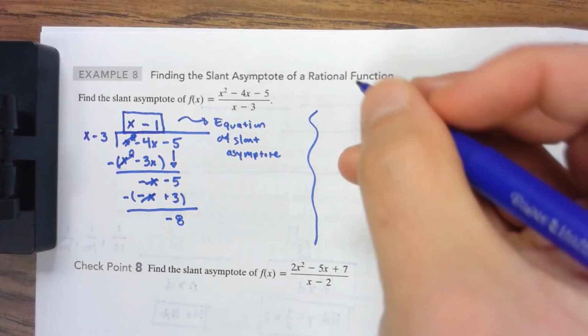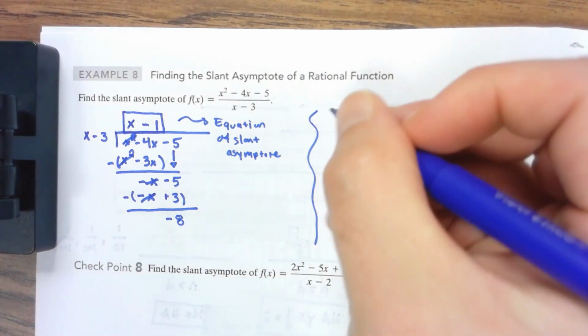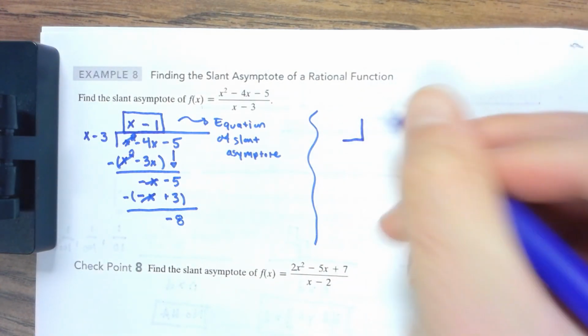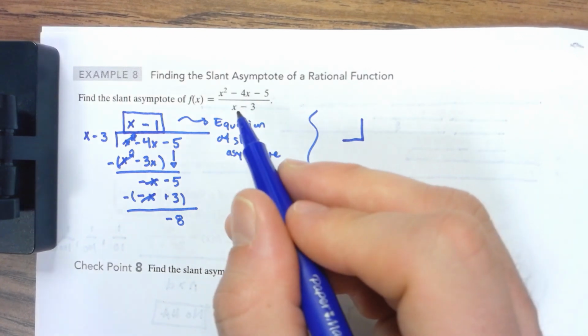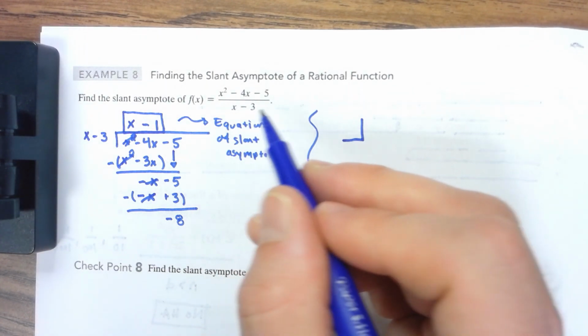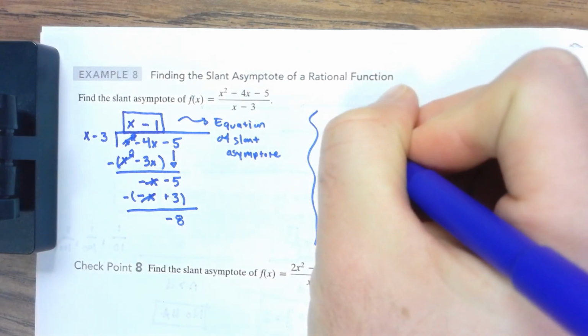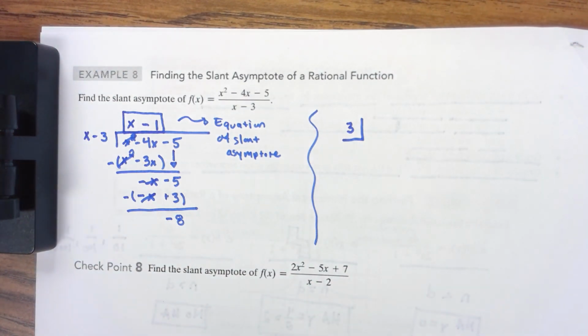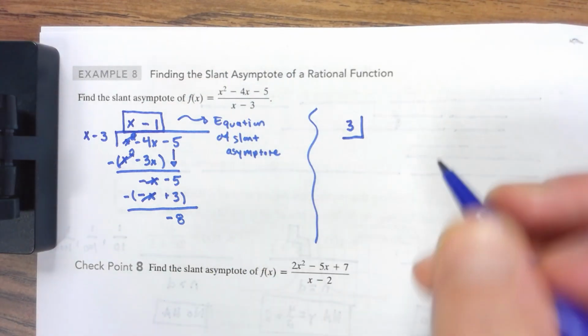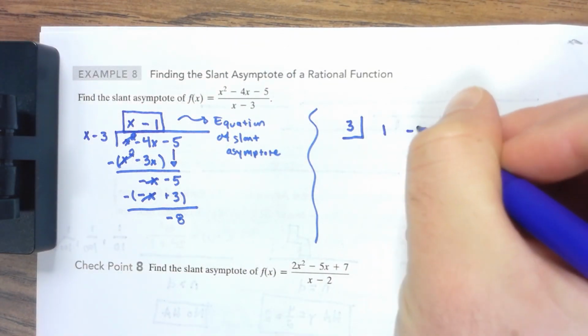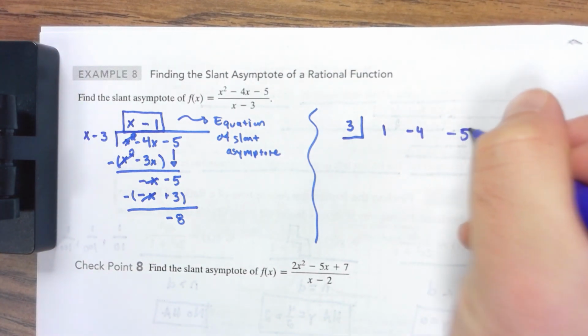So for synthetic division, remember that we have this chair. Inside the chair is whatever makes what we're dividing by equal 0. So x minus 3, if I set that equal to 0, I get a positive 3, which is what's going to go in the chair. Then I'm going to bring down all the coefficients for what we're dividing, which is 1, negative 4, and negative 5.